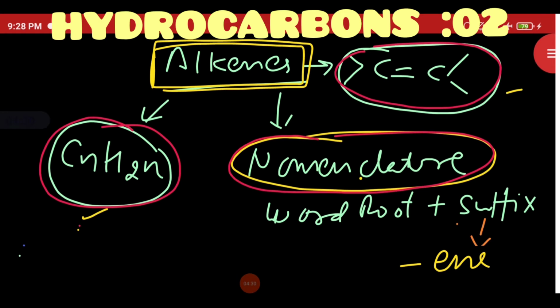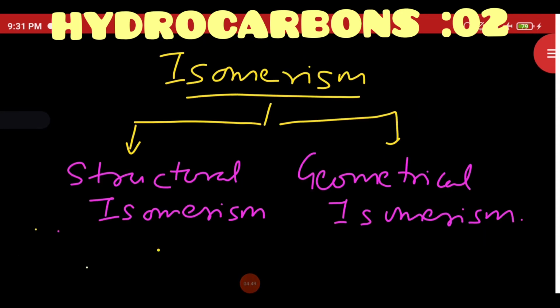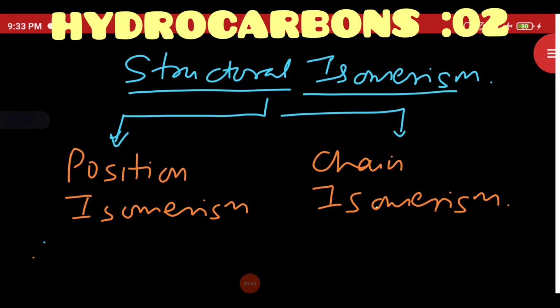Next is alkenes. Alkenes are unsaturated hydrocarbons containing at least one double bond. The general formula for alkenes is CnH2n. Nomenclature: the suffix "ene" is used in alkenes during nomenclature. Next topic is isomerism in alkenes. Alkenes show structural isomerism and geometrical isomerism. Under structural isomerism, alkenes show position isomerism and chain isomerism. Let us understand it with the help of an example.